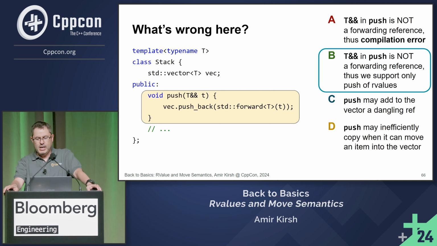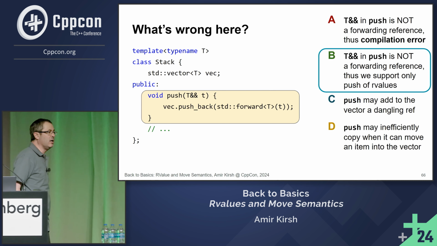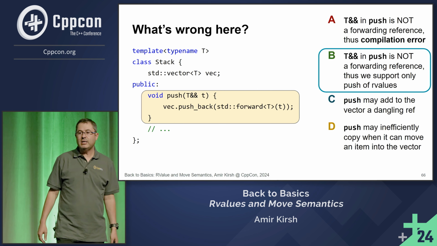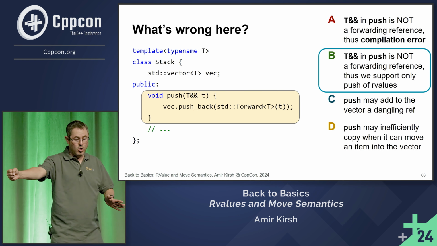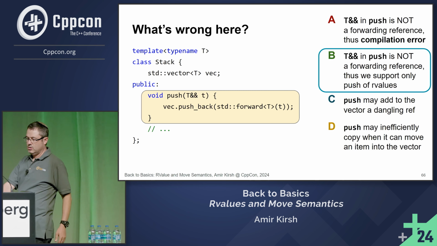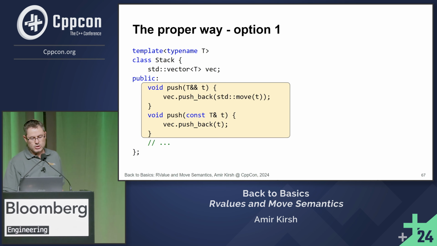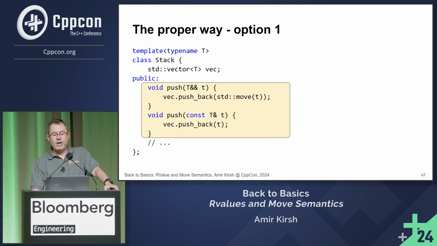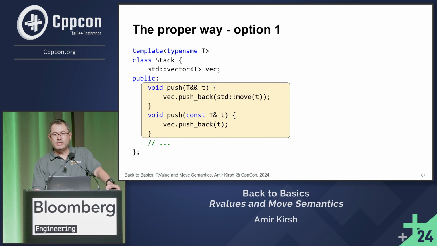So it is B, we actually can use this function, but only with Rvalues. This stack cannot take Lvalues. Oh, you do want to take Lvalues? So implement another push. There are two options for how to do that. You can implement two pushes, one for the Rvalue case and another for the Lvalue case. You see that I'm using move here because I know that it is an Rvalue. It's not a forwarding reference.